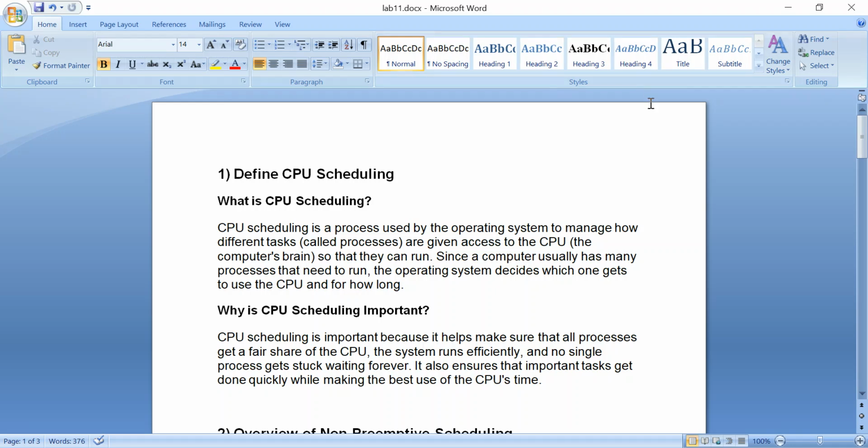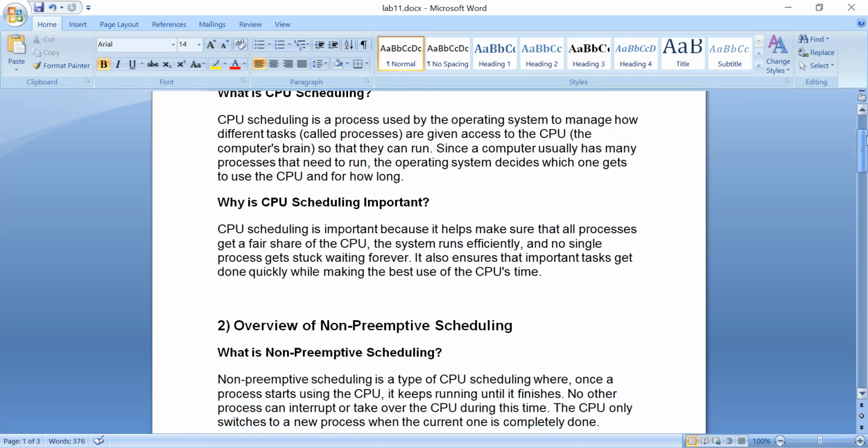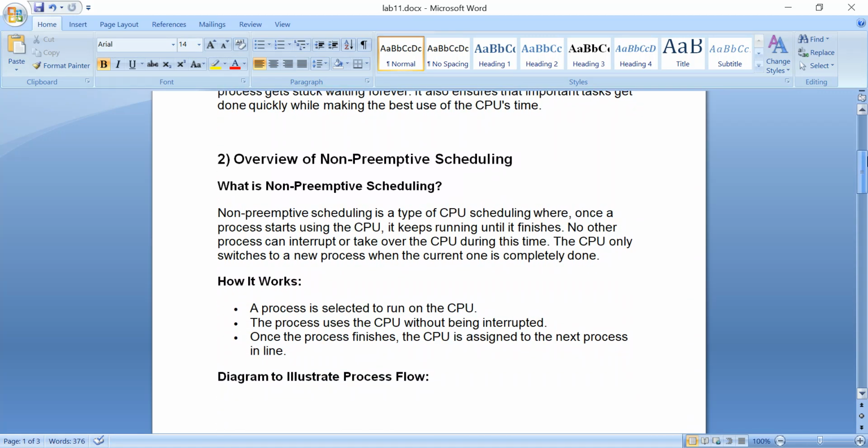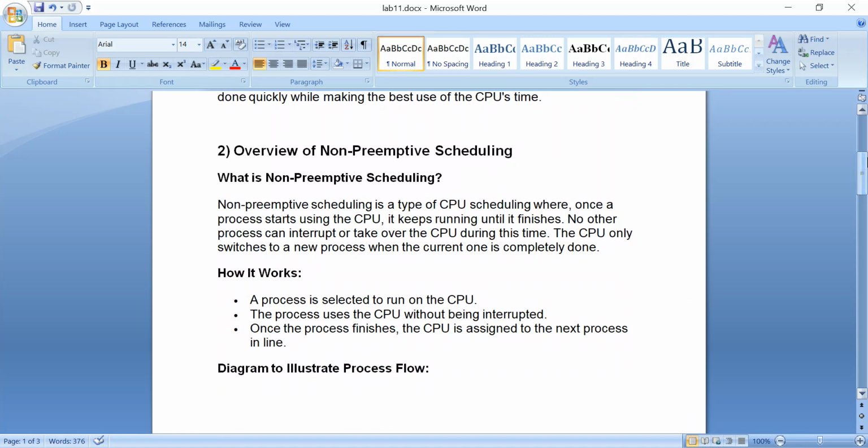So here comes how CPU scheduling works. We have two different types of CPU scheduling in our operating system. The first one is non-preemptive scheduling. So, what is non-preemptive scheduling? Non-preemptive scheduling is a type of CPU scheduling where once a process starts using the CPU, it keeps running until it finishes. No other process can interrupt or take over the CPU during that time. The CPU only switches to a new process when the current one is completely done.